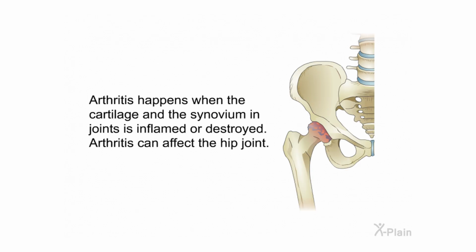Arthritis. Arthritis happens when the cartilage or the synovium in joints is inflamed or destroyed. Arthritis can affect the hip joint.